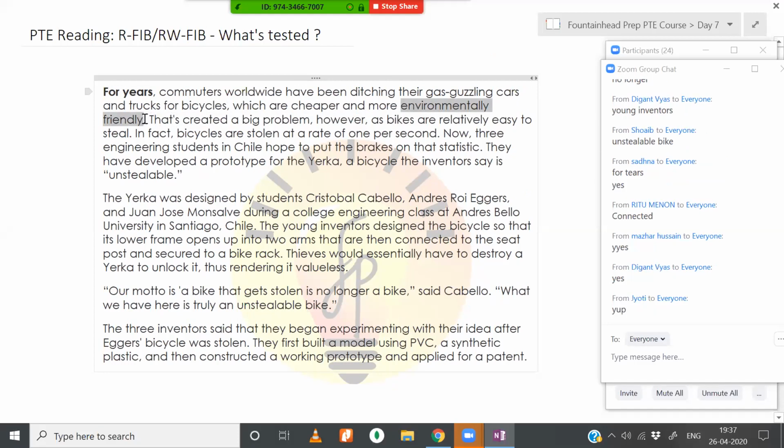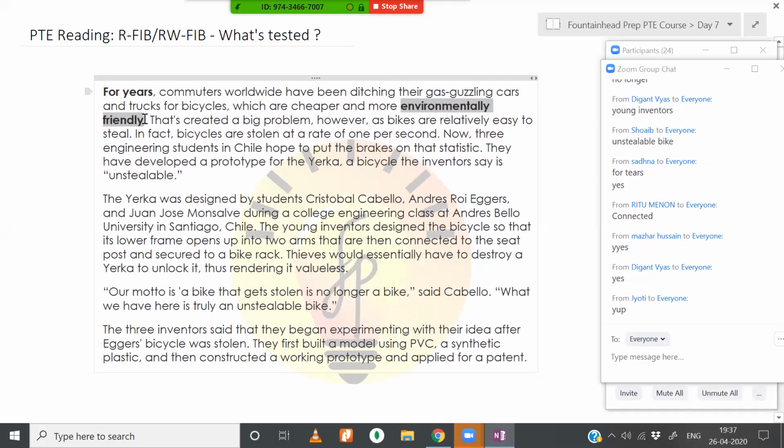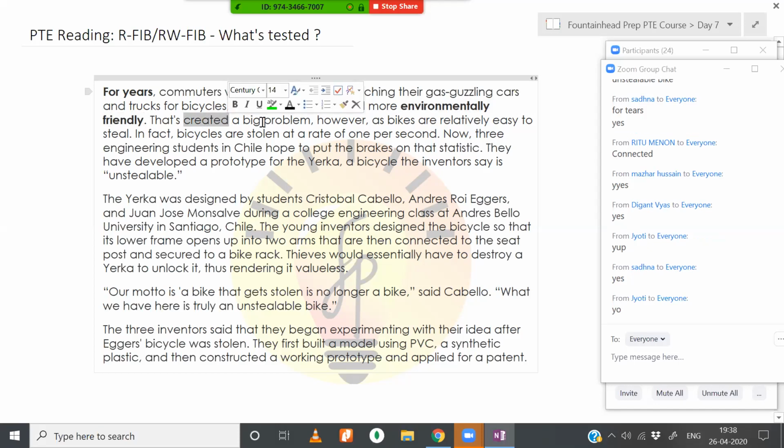So environmentally friendly is a collocation. So created. Some of you have mentioned it as big problem. So rather than big problem, you have to see this as created a problem. Okay, create problem. Create problem is a collocation. So it's not that it always has to be together. It can be like this also. That's created a big problem. So creating problem, that is a collocation.